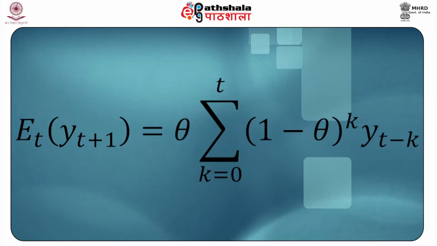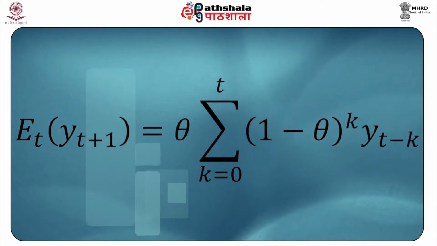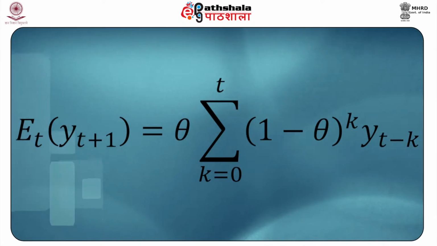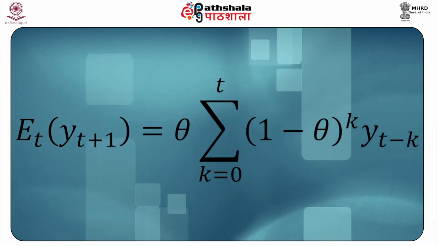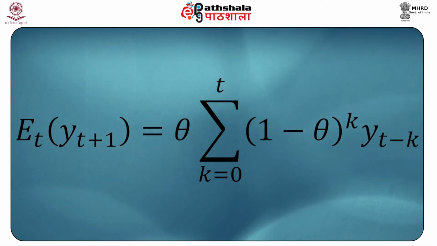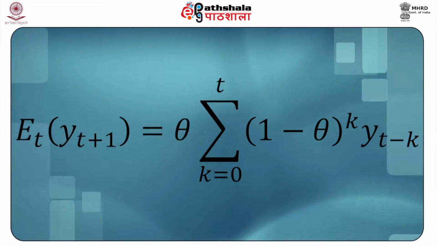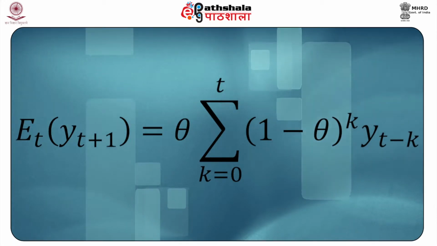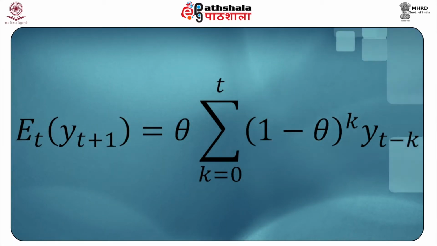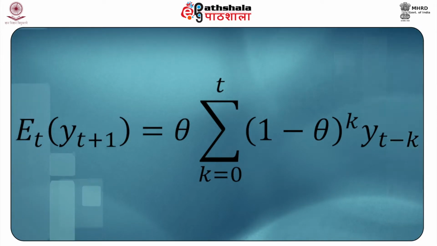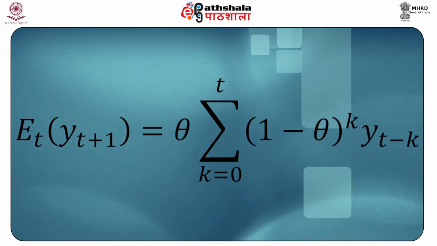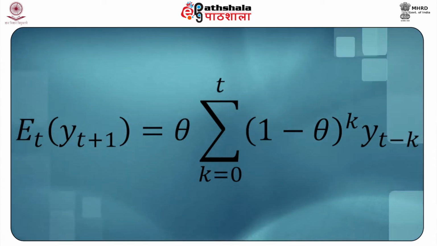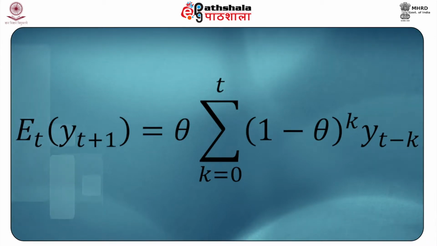Substituting the value, we get Et-1(yt) = theta yt-1 + (1 - theta) Et-2(yt-1). Similarly, if you keep on repeating this process for different time periods taking different values of t, we can write down Et(yt+1) = theta yt + theta(1 - theta) yt-1 + theta(1 - theta)^2 yt-2, and so on. And this can continue as long as we have this time iteration.